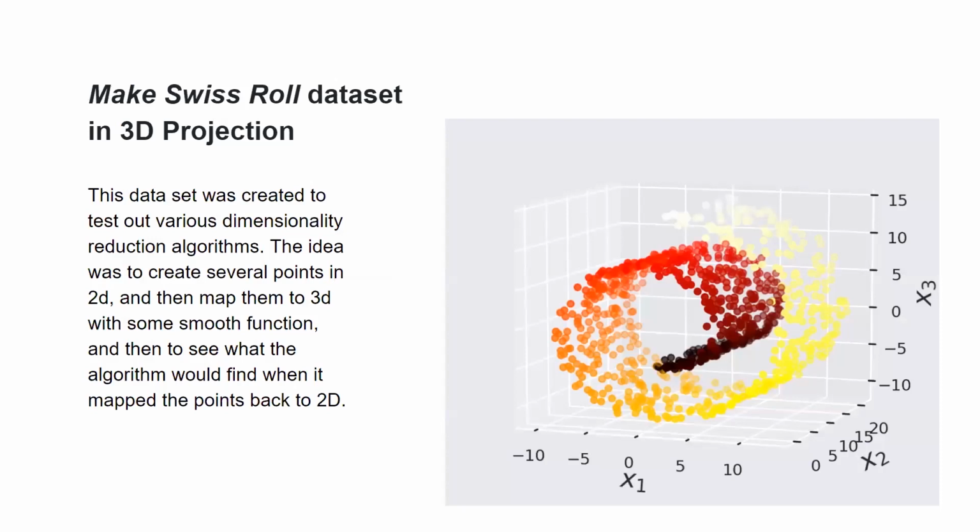To create a better understanding, we use the Swiss roll dataset in 3D projection. This dataset was created to test various dimensionality reduction algorithms. The idea was to create several points in 2D and then map them to 3D with some smooth function, and then to see what the algorithm would find when it mapped the points back to 2D.